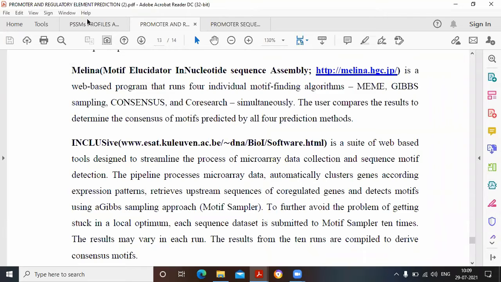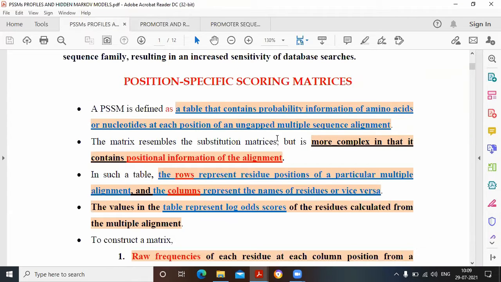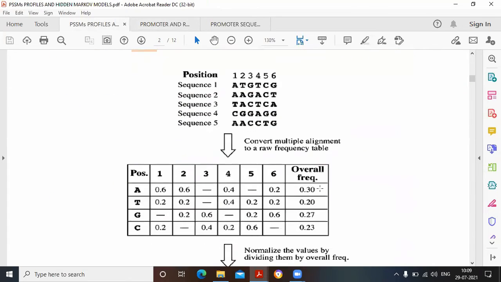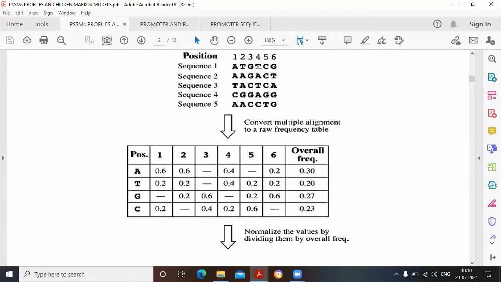And here, in all the cases, the PSSM, the position specific scoring matrix, is the important criterion. Suppose we are comparing these particular sequences, this is a multiple sequence alignment. After putting the alignment this way, we try to find out, in each column, the frequency of each alphabet. In the first column, we can see 3 A's, 1 T and 1 C.